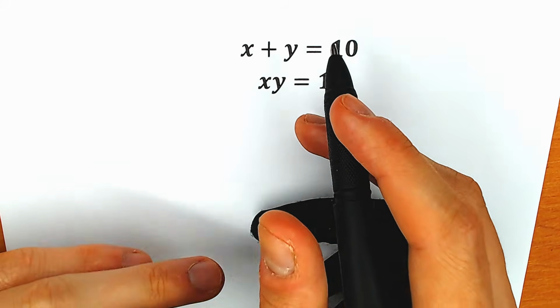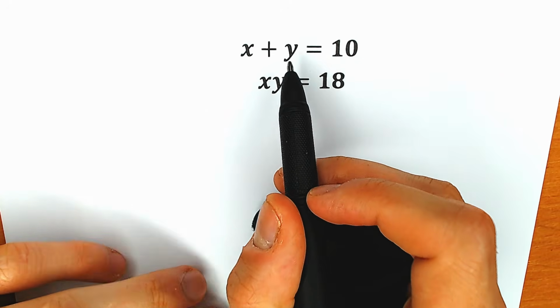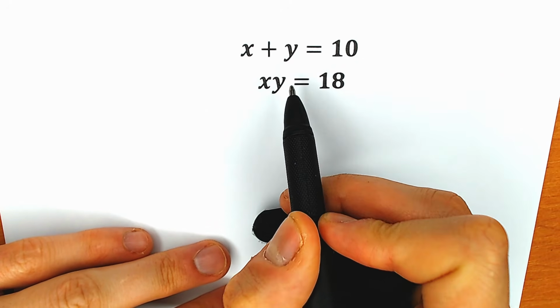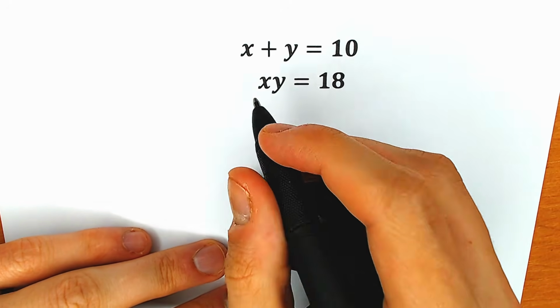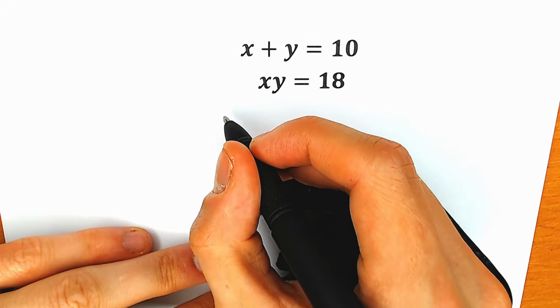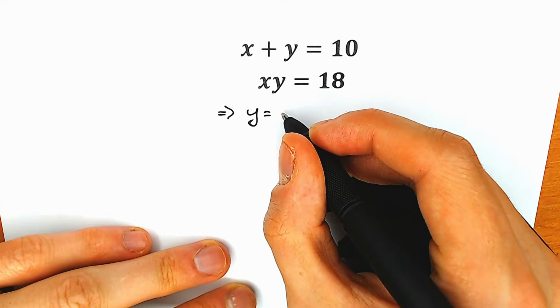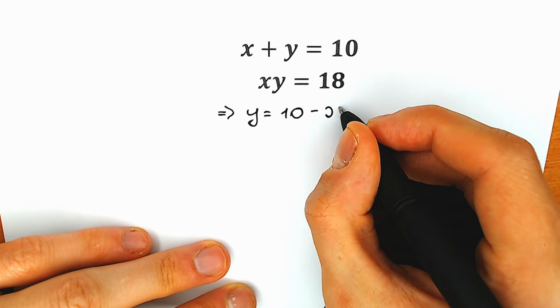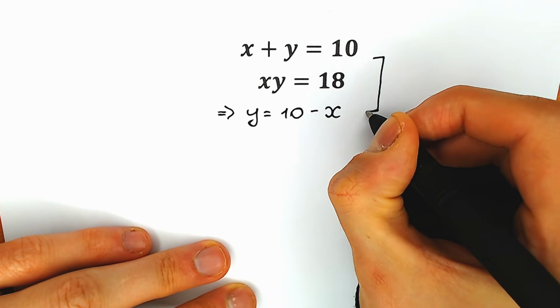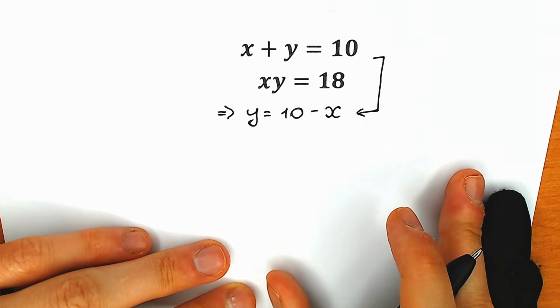Okay, so first of all, this is a basic algebra question. That's why we're going to express y from the first equation. So y equals 10 minus x, okay? From the first equation, y equals 10 minus x. So from here we write this expression.